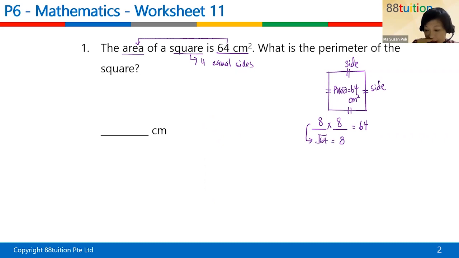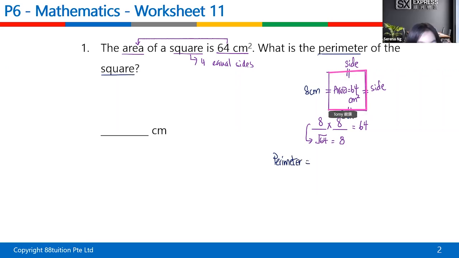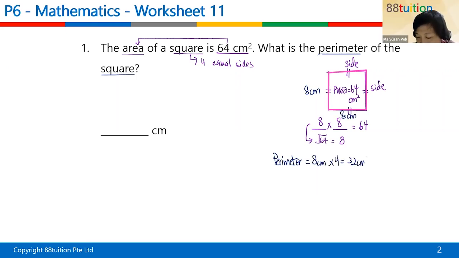Since the side is 8, he's asking you to find the perimeter. They didn't ask you to find the side only. So what's the perimeter of the square? Since you know this is 8 cm by 8 cm, the perimeter is easy already. Serena, can you help me with the perimeter, please? How to find this perimeter? 8 times 4. Very good, because all the sides are equal. So this one is the easiest sum of all. Thank you. Before we end, we must always fill it up.